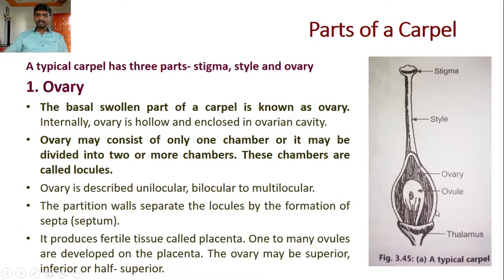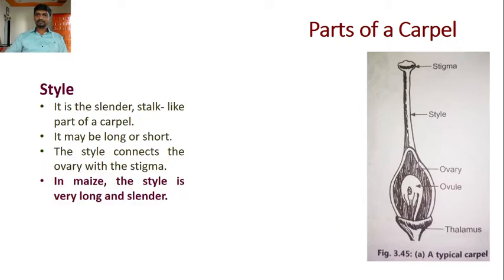The fertile tissue called the placenta is produced in the ovary. One to many ovules are developed on the placenta. The ovary may be superior, inferior or half superior. So these are the ovary.